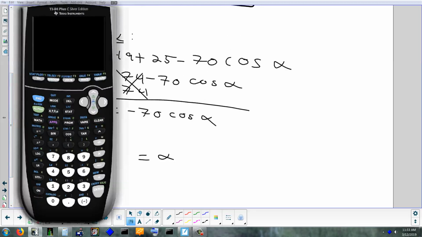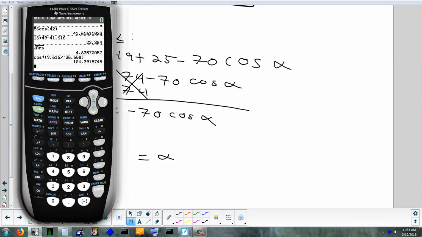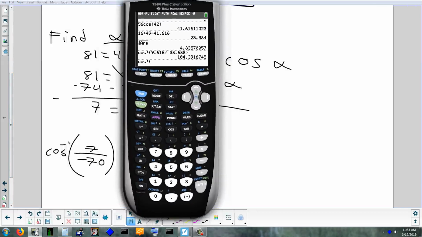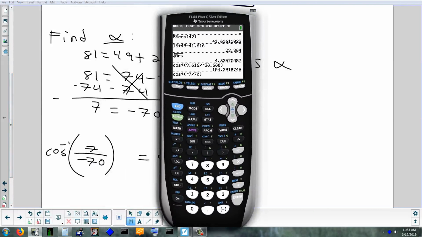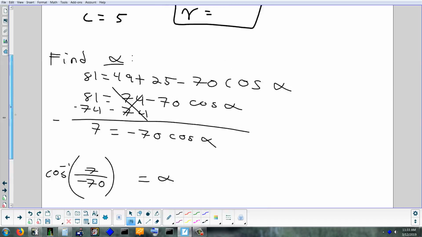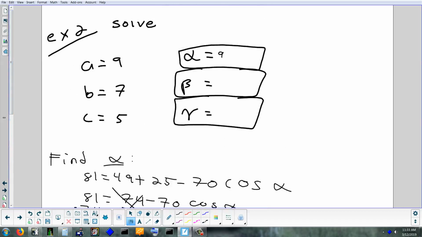Second, inverse cosine of negative 7 over 70. Now, if you're looking at it and you're like, wait, you put the negative in the top, it doesn't matter. Put it somewhere, top or bottom. Okay, so alpha is 95.739. So now we've got alpha.